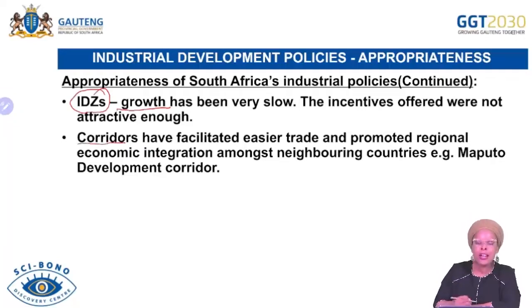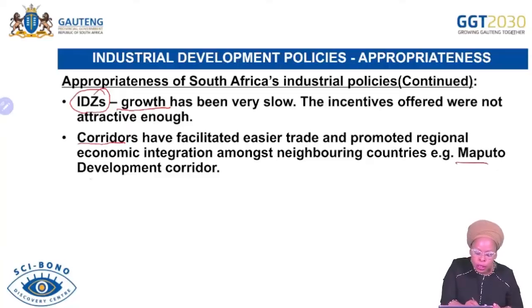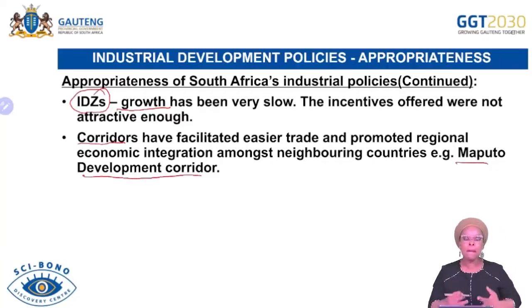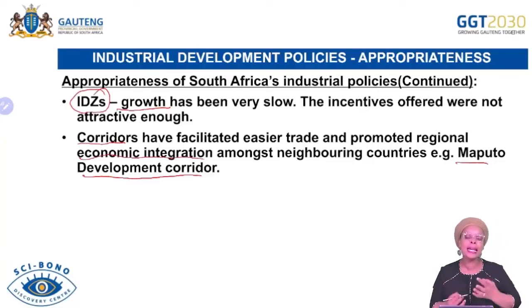Corridors. Corridors have facilitated easy trade between South Africa and the neighboring countries. So you can see we have the Maputo Development Corridor. This played an important role when it comes to economic integration. Trade relations between South Africa and the neighboring countries improved because of corridors.